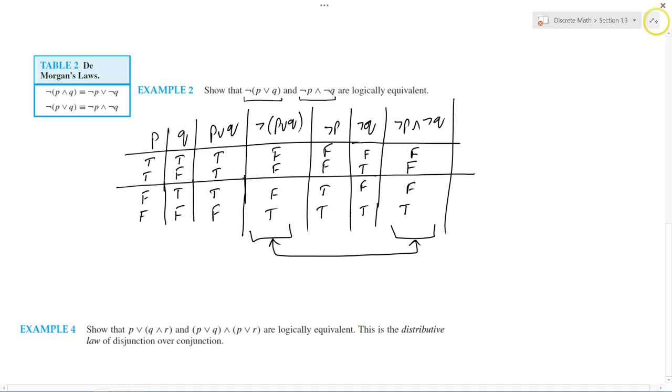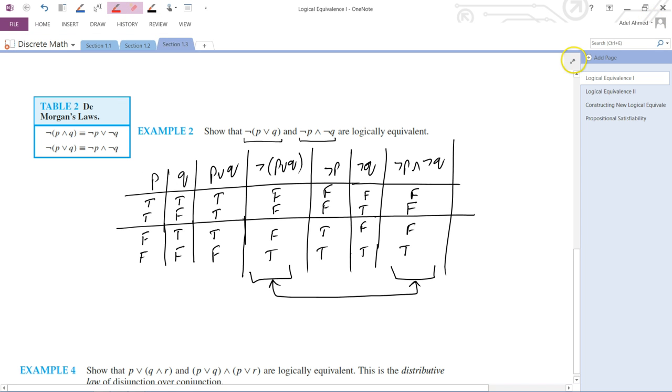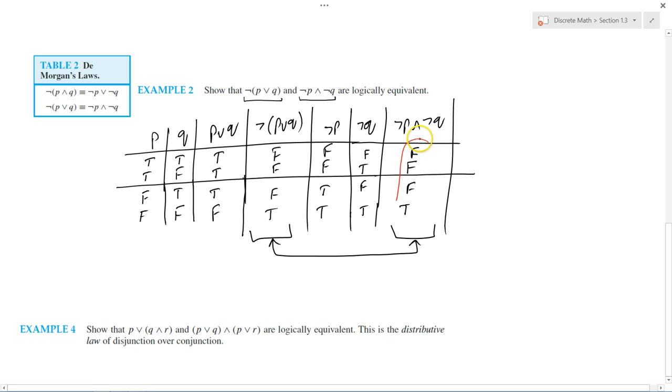And of course you will notice, let me highlight this with a different ink, that this column is exactly like this column, and hence we can say, therefore, not (P or Q) is logically equivalent to not P and not Q. In fact, the two formulas shown in table 2 are called De Morgan's laws, and through De Morgan's laws, you can negate a compound statement that is built using the AND operator or the OR operator.